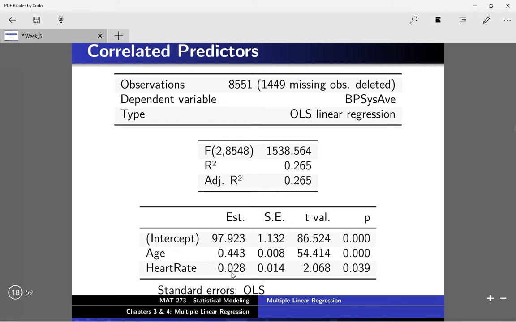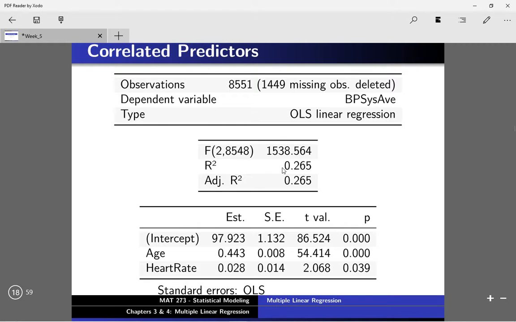So when they're correlated, weird or strange things can happen with the signs of the estimates and also the magnitude or relative importance of the estimates. Here they're both statistically significant still, but it certainly could have been the case that heart rate became not statistically significant after accounting for age.